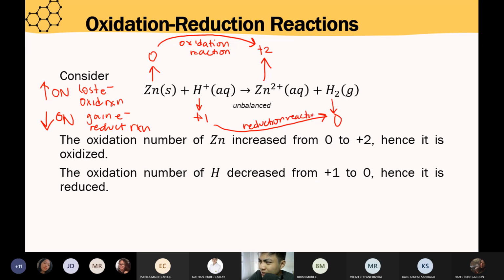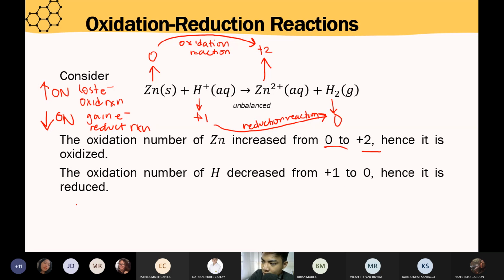Reduction reaction. Okay? So, that's the idea. Zinc increased from 0 to positive 2. Hence, it is oxidized, or it underwent oxidation reaction. And hydrogen decreased from positive 1 to 0. Hence, it is reduced, or it underwent reduction reaction.